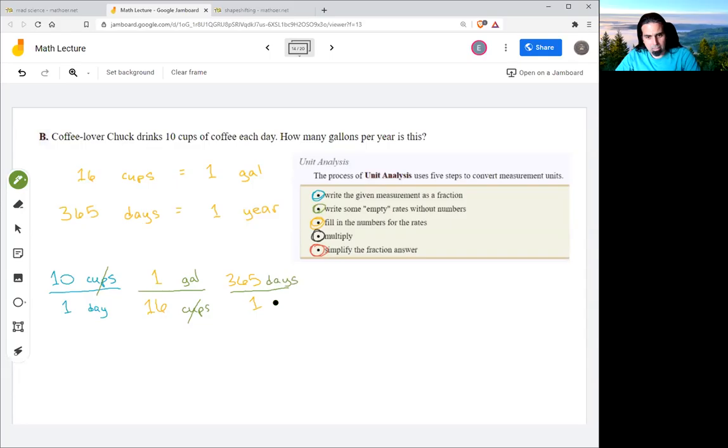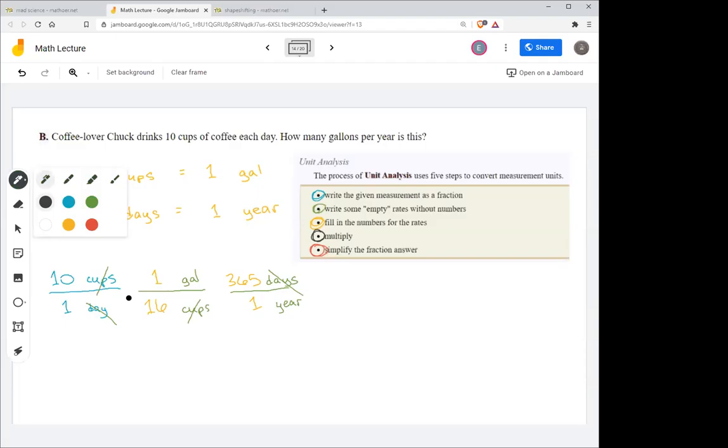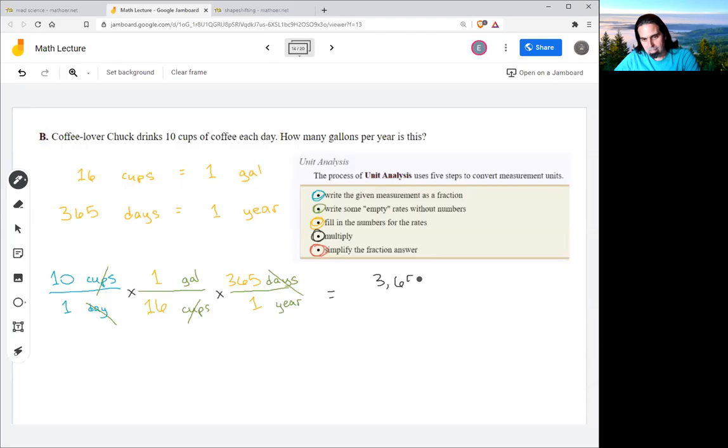And again, if you had picked it wrong and put the 365 on the bottom or something, you would start canceling and say, oh, they're on the same part. They're both on the bottom. I have to switch it. Right? So if you make a mistake, it will self-correct. I need a day on the bottom and a day on the top so they can cancel. And that tells me where to put my numbers. And you would put 3,650 gallons on top.